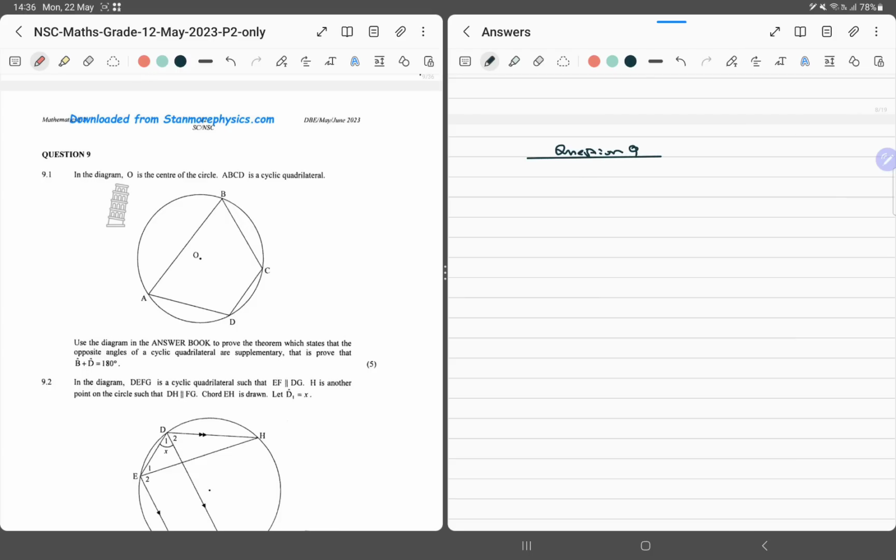Okay, so now the story here is that in the diagram O is the center of the circle, and ABCD is a cyclic quadrilateral. We can see that these little friends of ours are at the circumference of that circle, so those are concyclic points. Nice. Now it says use the diagram to prove the theorem which states that the opposite angles of a cyclic quadrilateral are supplementary, meaning they add up to 180.